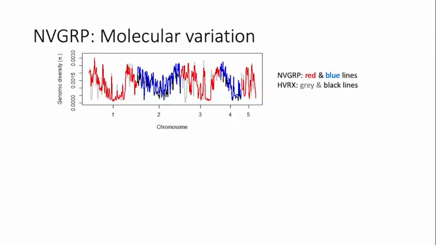And of course this varies throughout the genome, and here you see the nucleotide diversity plotted over the 5 different chromosomes of Nasonia, and you can see that it varies. It's slightly higher at the end of the chromosomes, lower in the middle where the centromere is. And this is a comparison. The colored lines is our reference panel, and the gray and black lines are the HVRX outbred lab population.